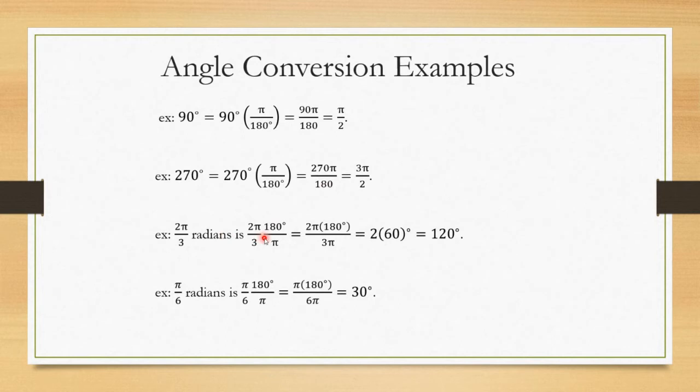So to multiply like this, the pi's are going to cancel, as you can see. And 180 degrees over 3 is 60 degrees. So you'll have 2 times 60 degrees, which is 120 degrees. You'll have that. Okay? That's what you'll have here. And pi over 6, same idea. Pi over 6 times 180 degrees over pi. Again, the pi's cancel. 180 degrees over 6 is 30 degrees. That's what we get here.